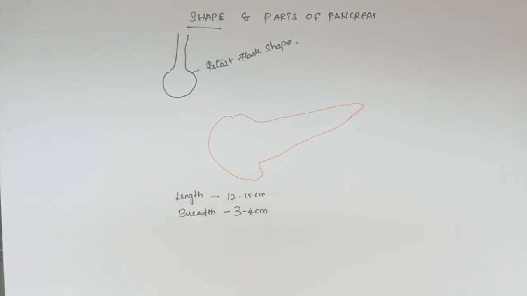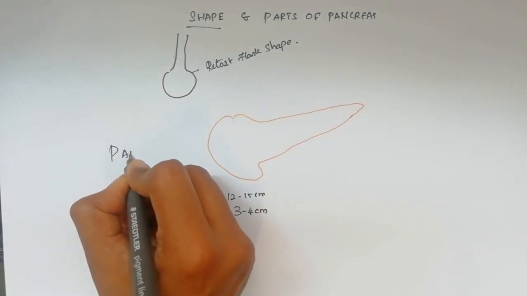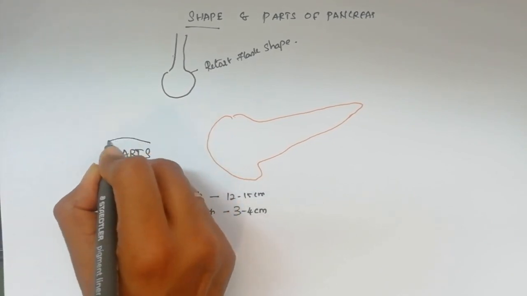The whole weight is around 80 to 90 centimeter. Now we will see parts of the pancreas.